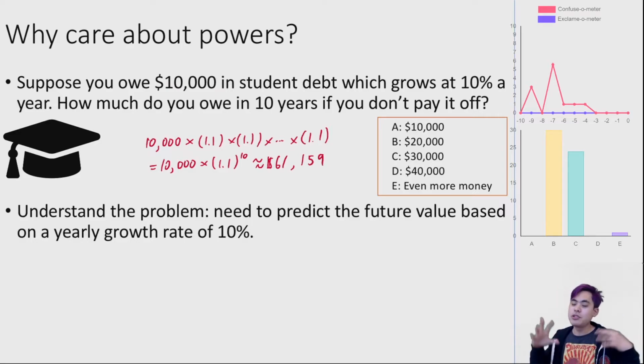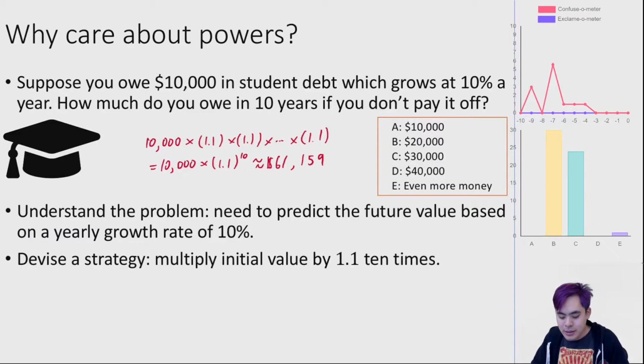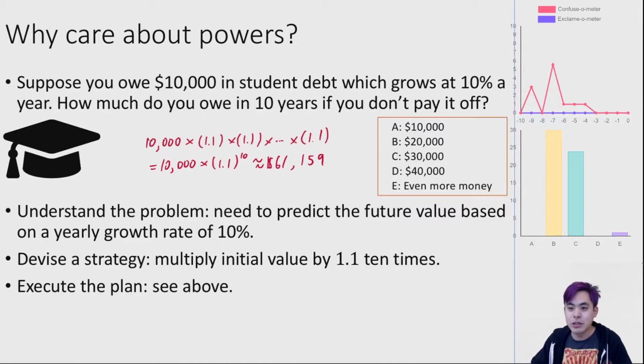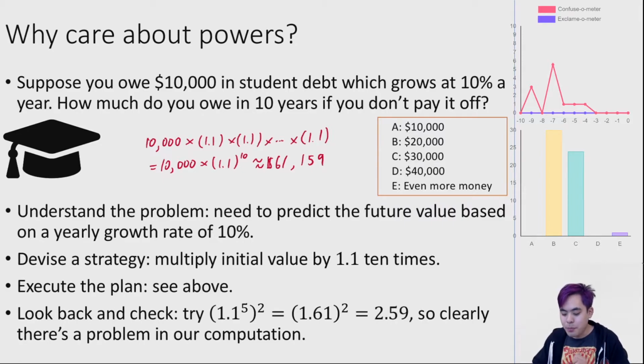But if you go back and use the multi-step process, the first part is you have to understand the problem. So this is predicting the future value based on the early growth rates. Second part is devise a strategy. Well, you can multiply the initial 1.1 value by 1.1 10 times. We executed the plan, and we can look back and check. And there are several different ways of looking back and checking.